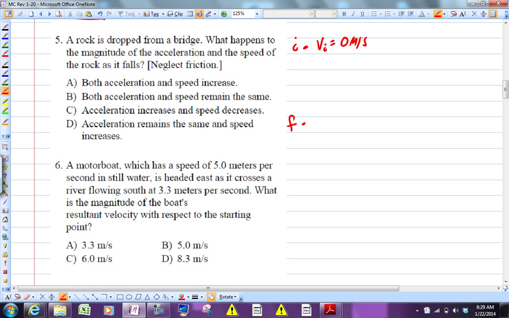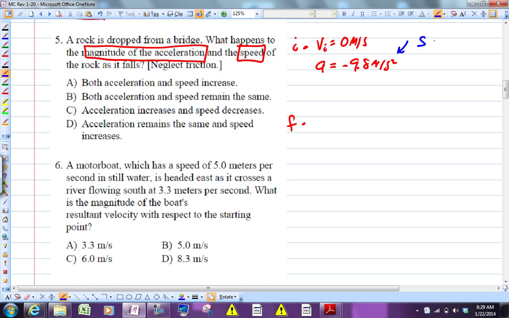You know that it is accelerating as it goes down at minus 9.8 meters per second squared because it's on Earth and the only force acting on it is gravity. We don't know the displacement and we don't know the time in this particular question. It's not asked us to calculate anything, but this is a good time for me to introduce this. So they want to know what happens to the magnitude of the acceleration and the speed. Well, as it falls, this acceleration does not change.